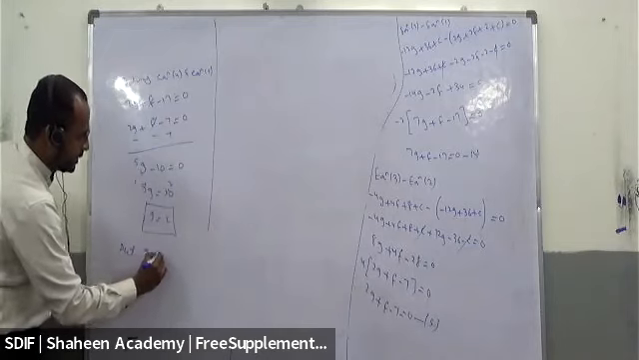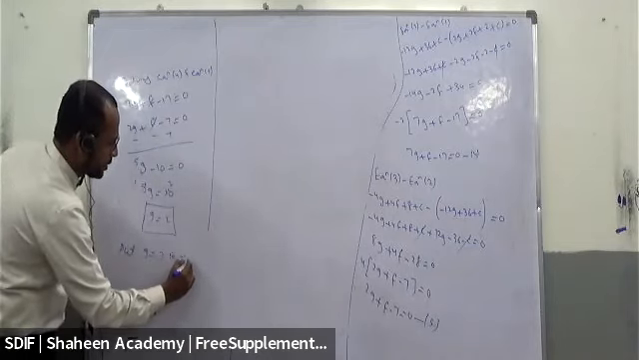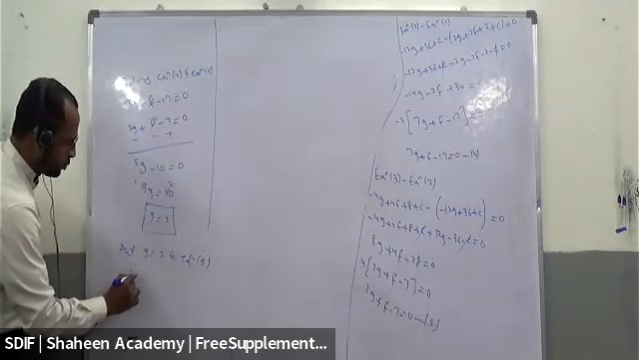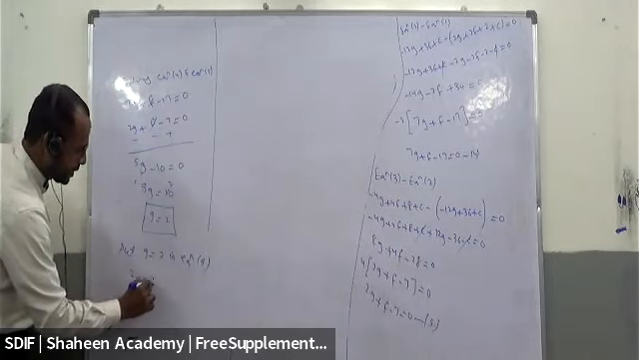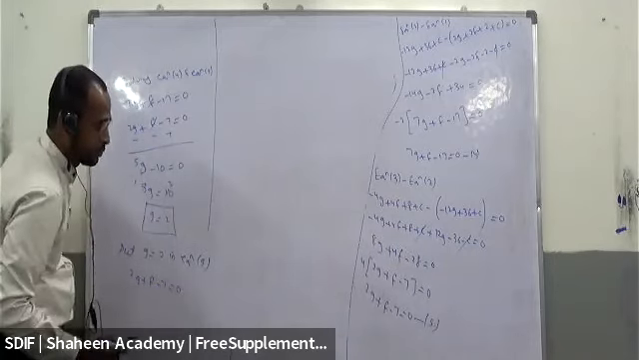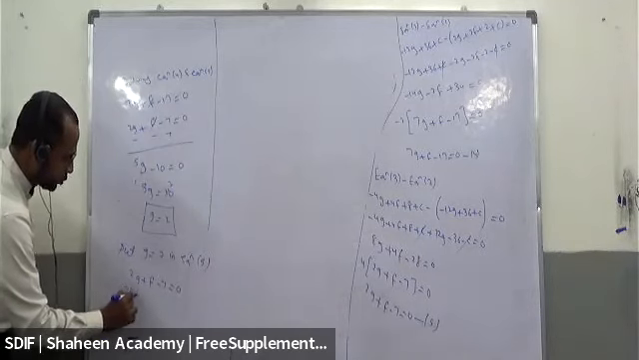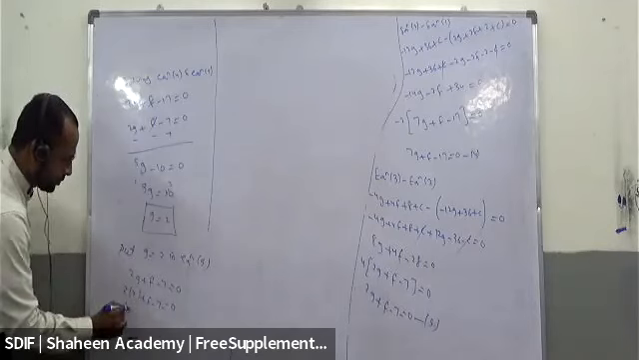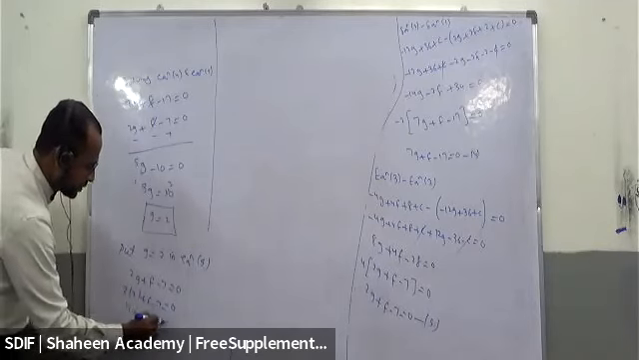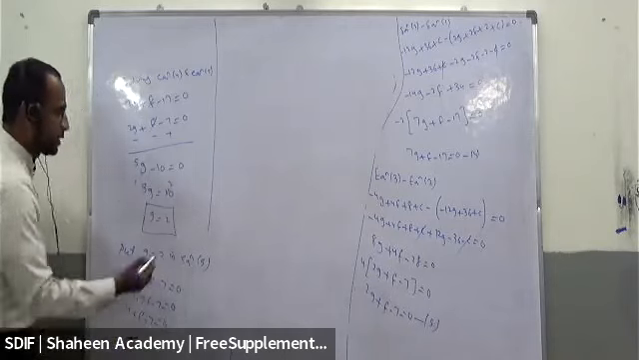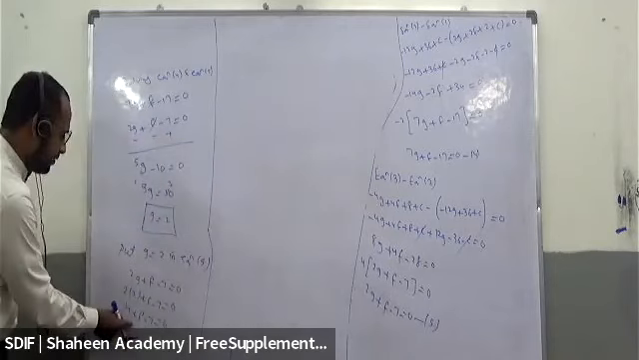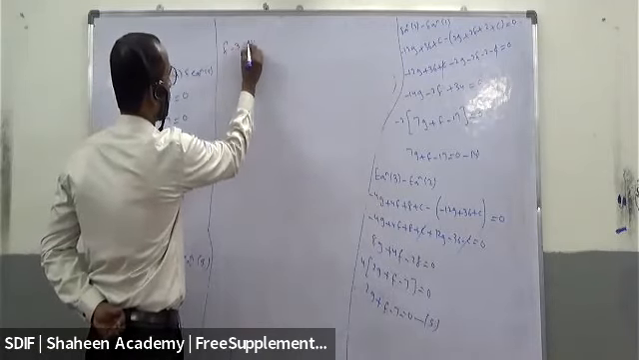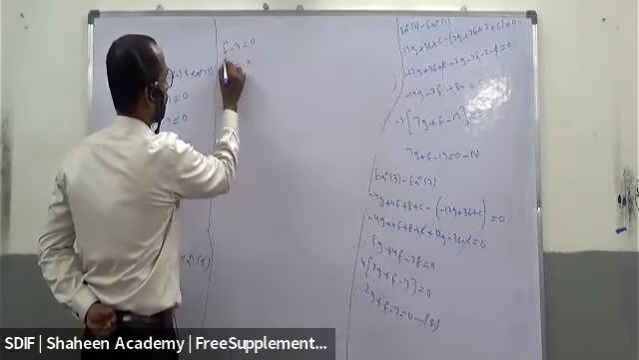Put g is equal to 2 in equation 5. What is equation 5? 2g plus f minus 7 is equal to 0. On the place of g, 2 into 2 is 4, plus f minus 7 is equal to 0. So this is nothing but f minus 7 plus 4 is minus 3. f minus 3 is equal to 0. So f is equal to 3.